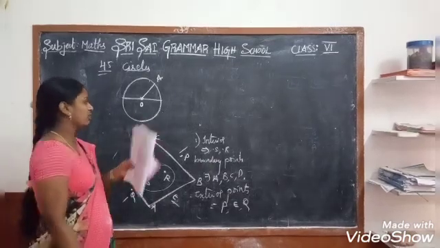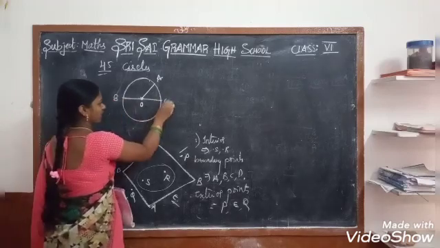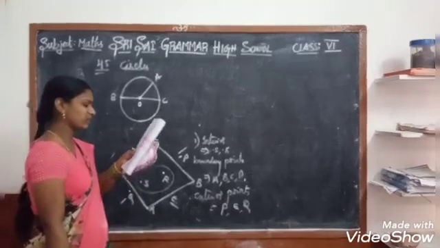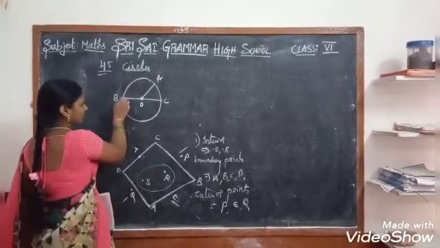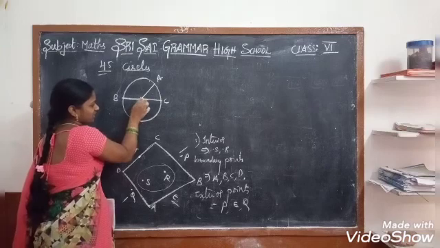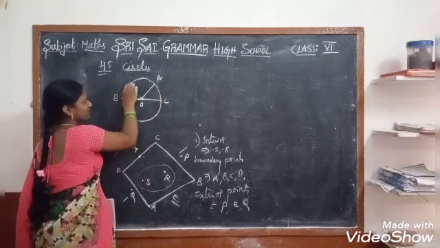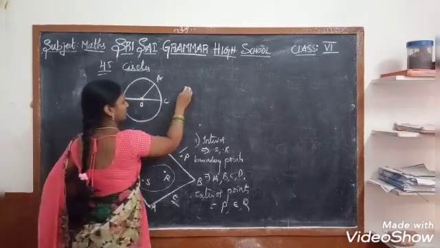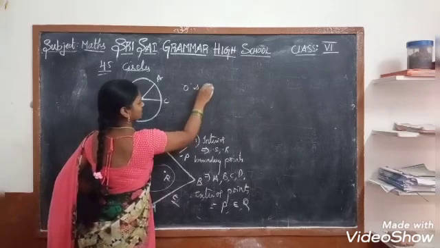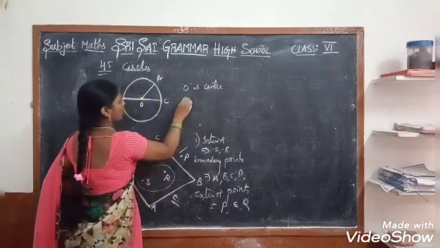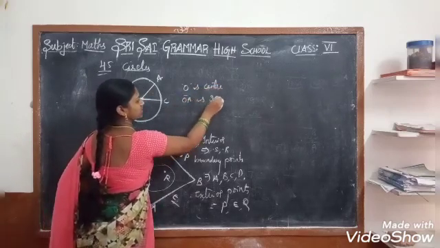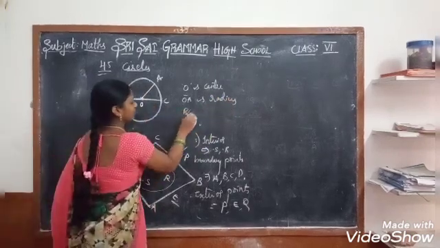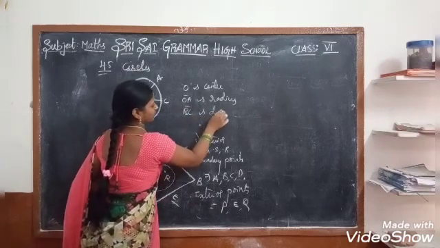And I'm pointing this as B, C. A, B, C. This is the center. Giving the points, from this we get the diameter. The line through the center which is cutting the circle in half is called the diameter. Now O is the center, and OA is the radius. Now BC is diameter.